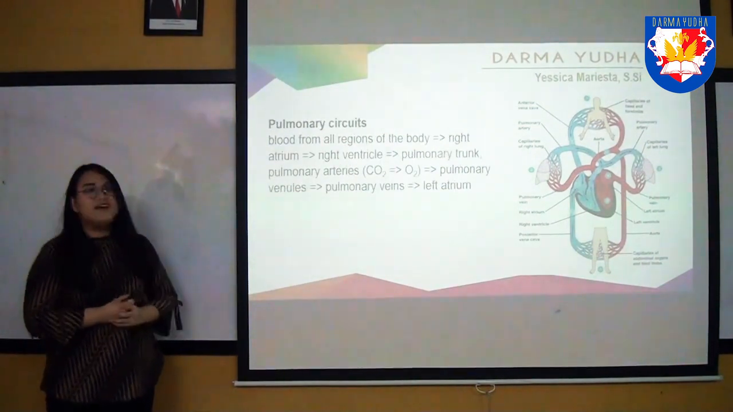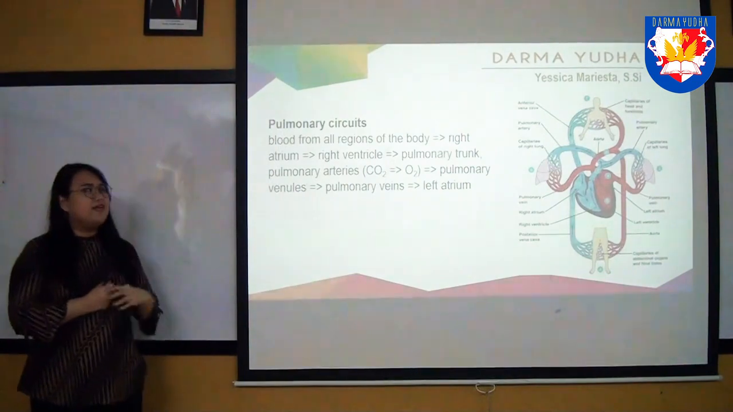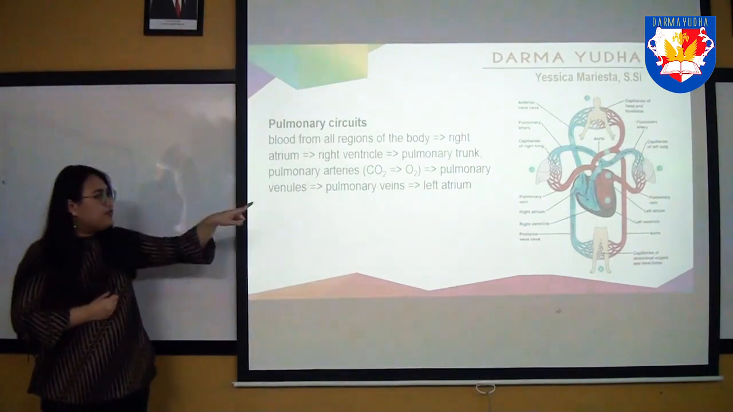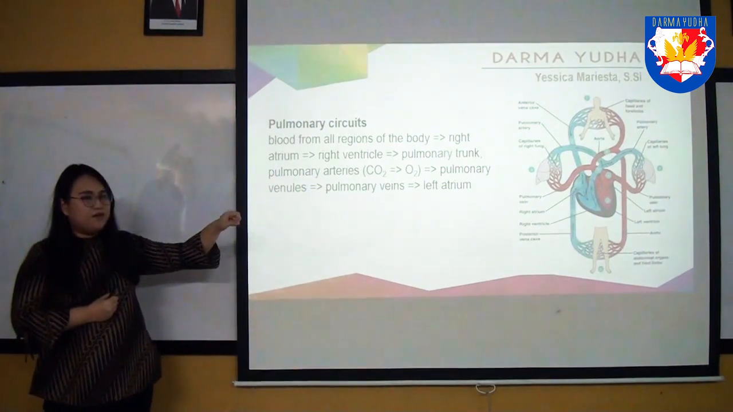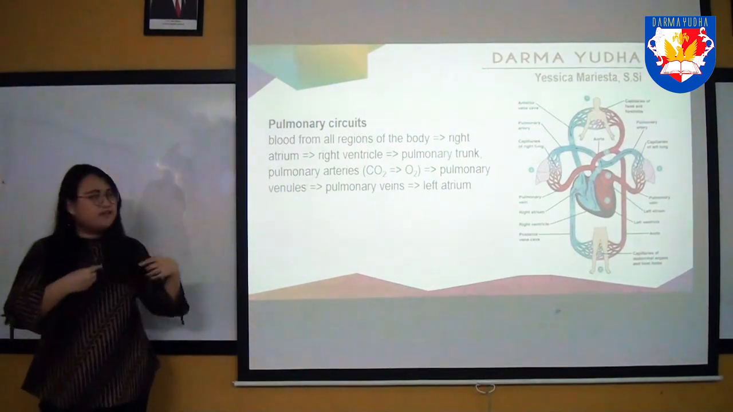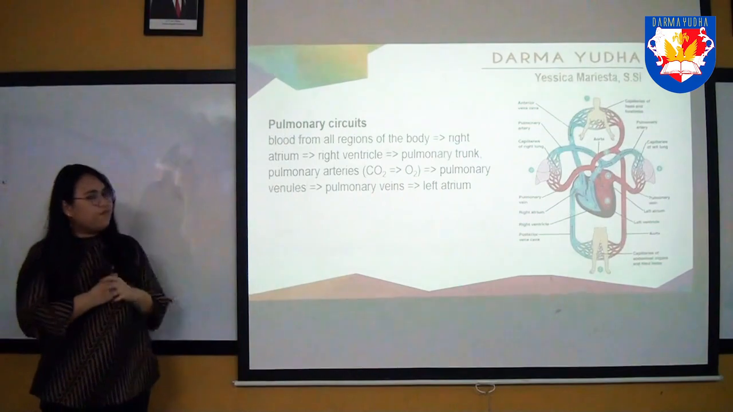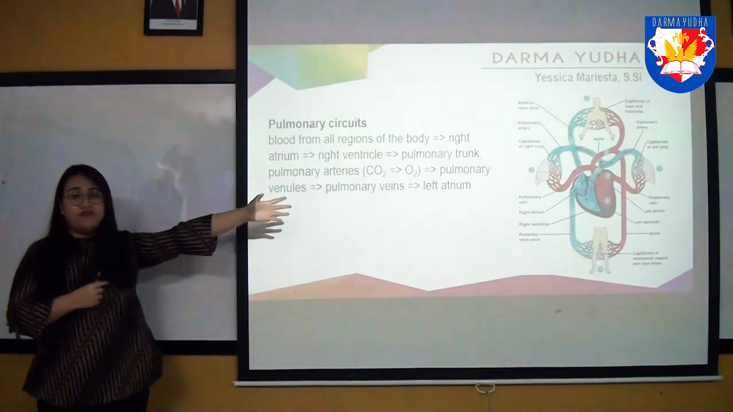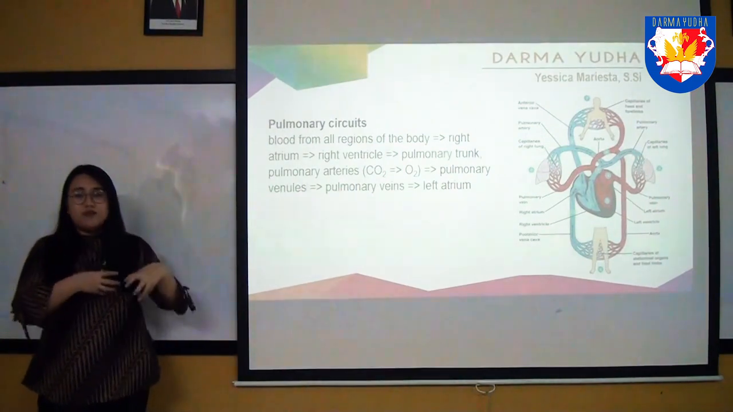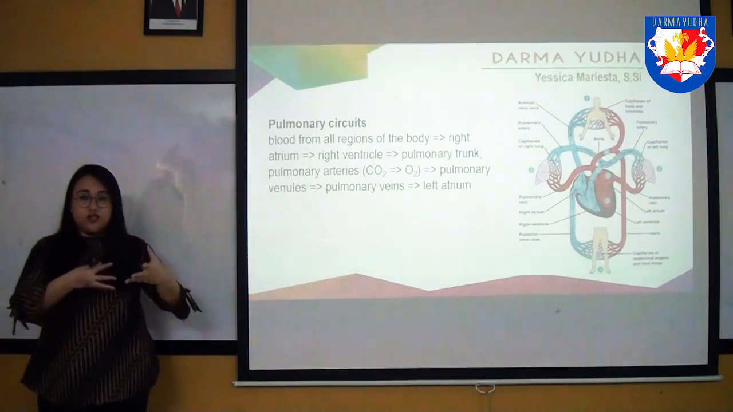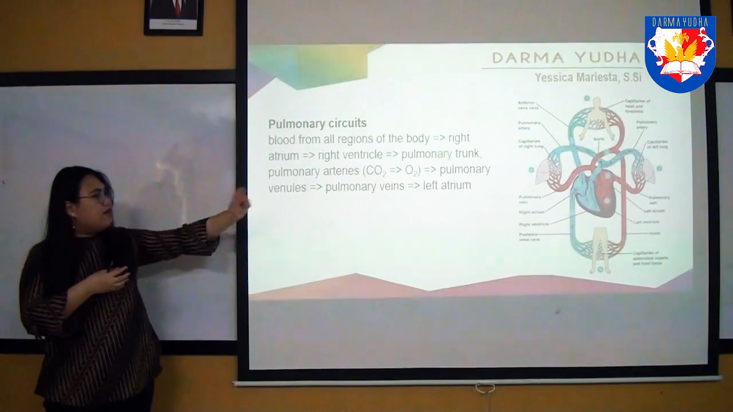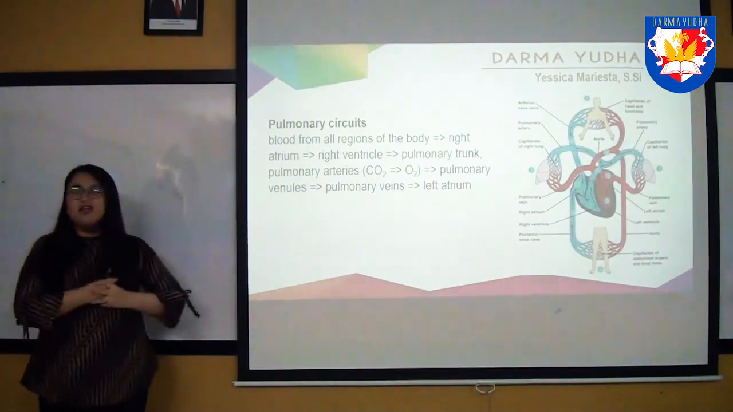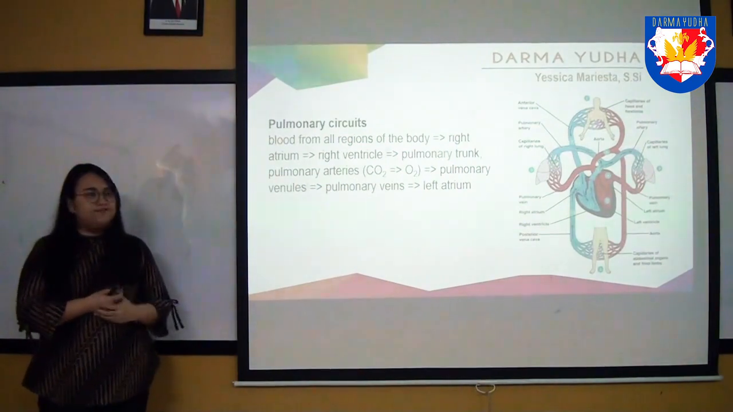Next is the pulmonary circuit. This one circulates around your lungs. The blood from your body organs moves to the right atrium, to the right ventricle, and then it moves to the pulmonary arteries, where the carbon dioxide and oxygen diffuse, and then it moves to the pulmonary veins, and in the last part, it moves to the left atrium.